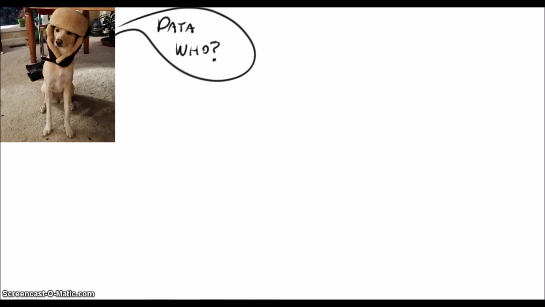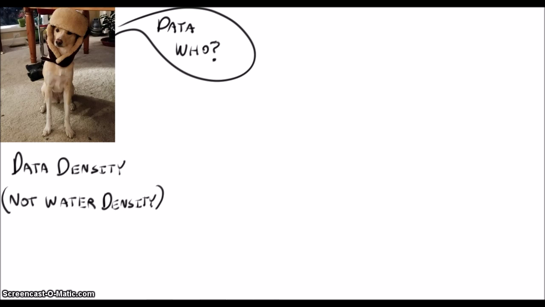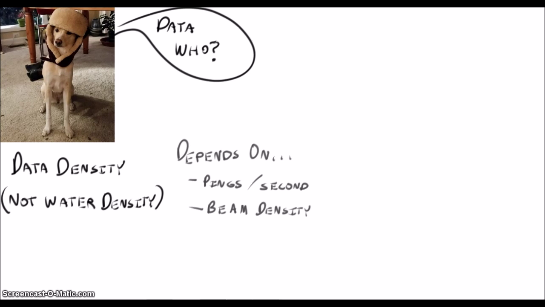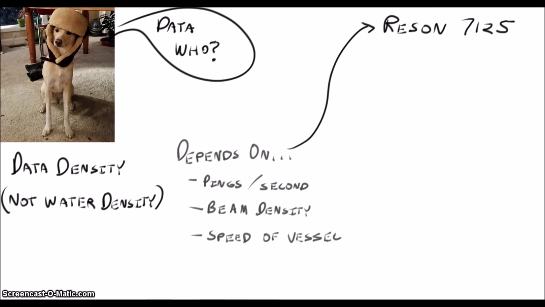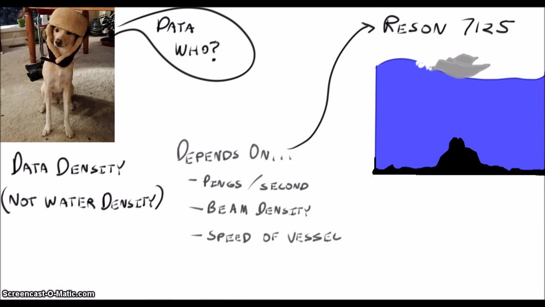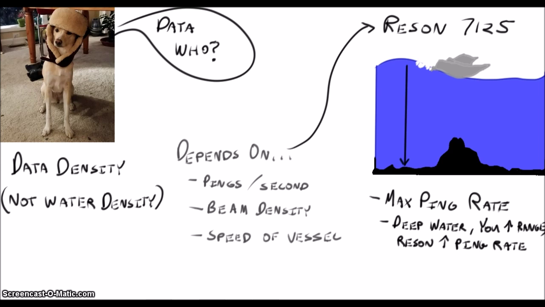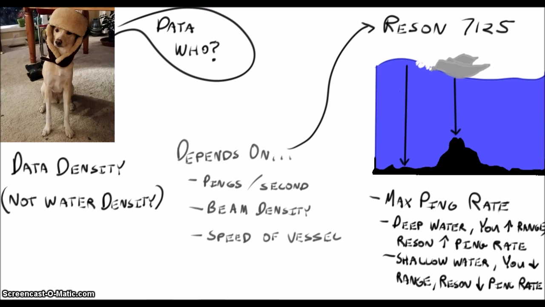Okay, now let's kick it up a notch and look at data density. Density is primarily dependent on the sonar system you use, which generally governs the amount of pings per second and the beam density, as well as the speed of the vessel. On Reson 7125 systems, you set a max ping rate, and the system controls that rate according to the range setting. If you increase the range as you go across a deep section, the system will increase the ping rate up to the max setting you have selected. Anyway, we were talking about data density, right? How do we go from ping rate to density?